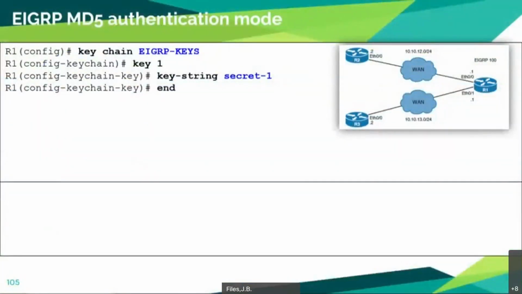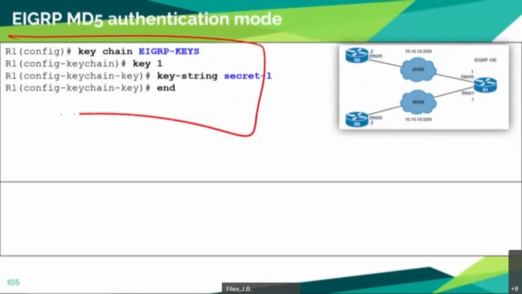Now the cool thing is there's the concept of keychains. All right, we name a keychain, and then we have different keys on there, which can have different strings. They can be valid at different times. Now, EIGRP can refer to this keychain. So can OSPF. So can other things. So you can have multiple keychains defined, and different protocols can refer to different keychains.